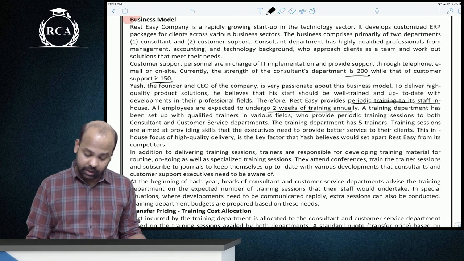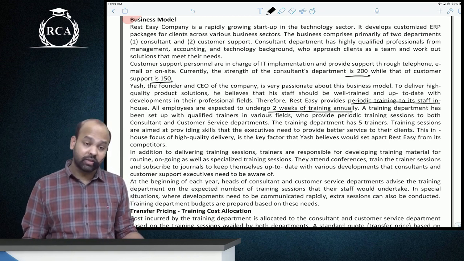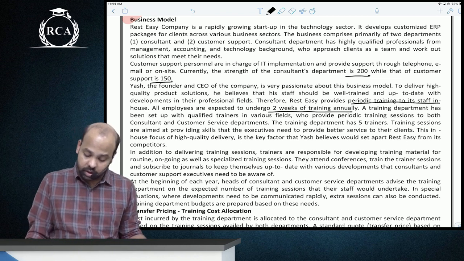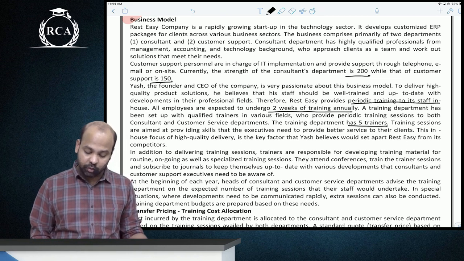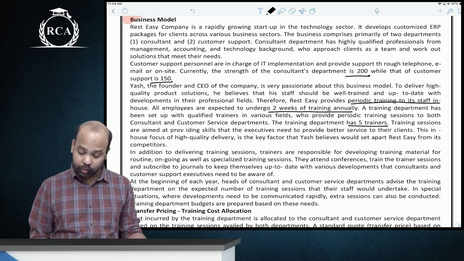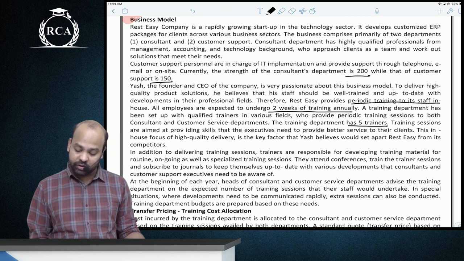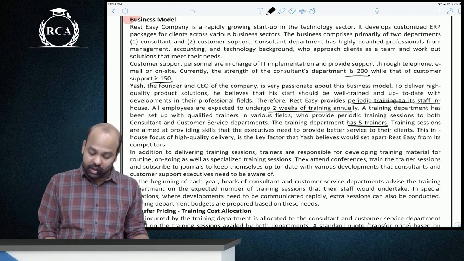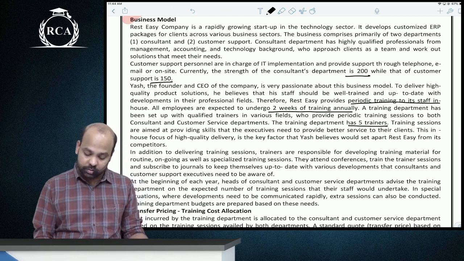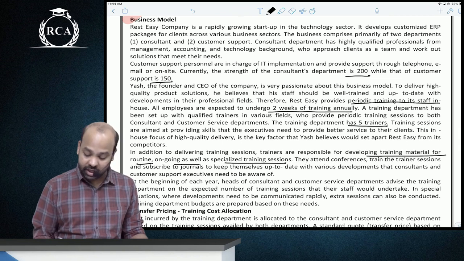A training department has been set up with qualified trainers in various fields who provide training sessions to both consultant and customer service departments. The training department has 5 trainers. Training sessions are aimed at providing skills that the executives need to provide better service to their clients. This in-house focus on high quality delivery is the key factor that Yash believes would set apart Rest Easy from its competitors. In addition to delivering training sessions, trainers are also responsible for developing training material for routine, ongoing as well as specialized training sessions.